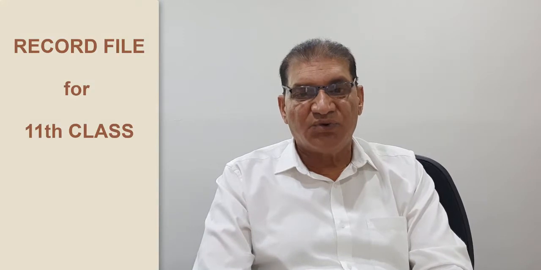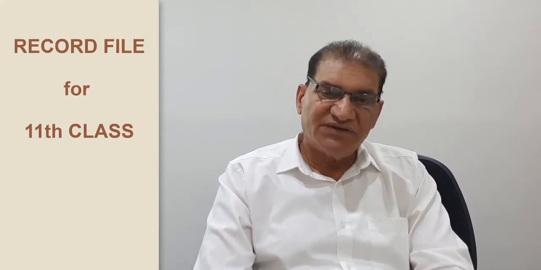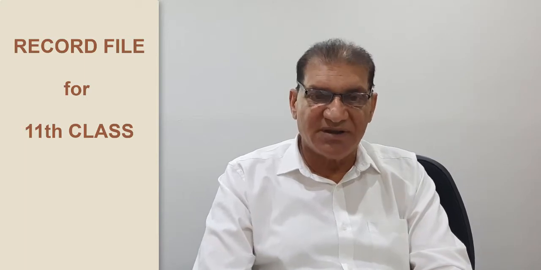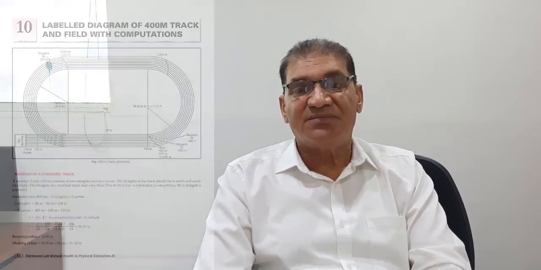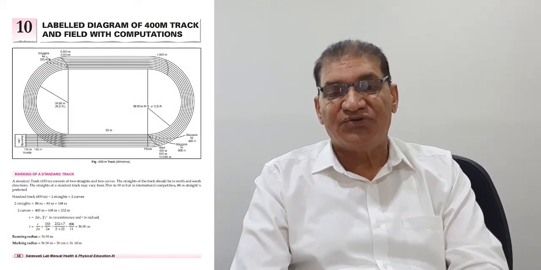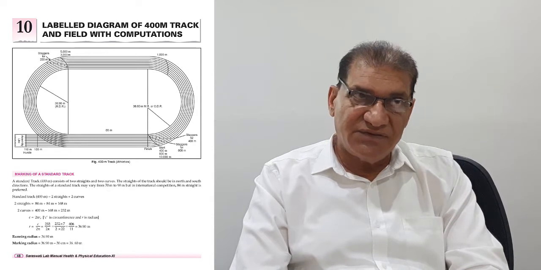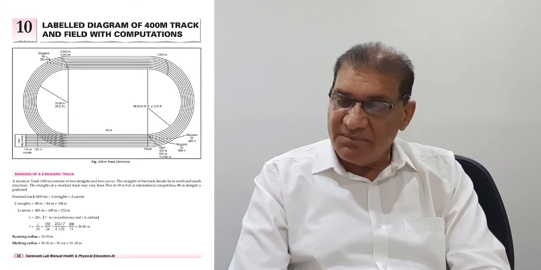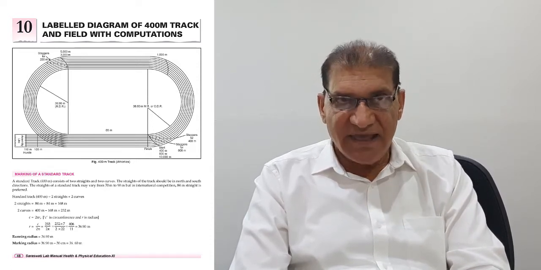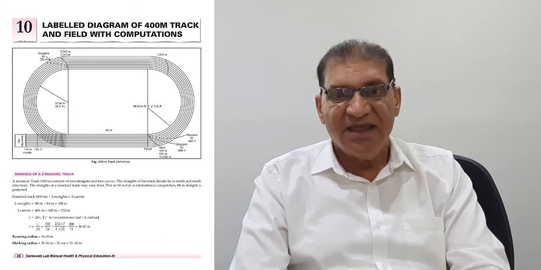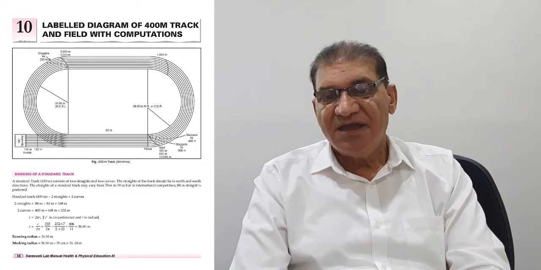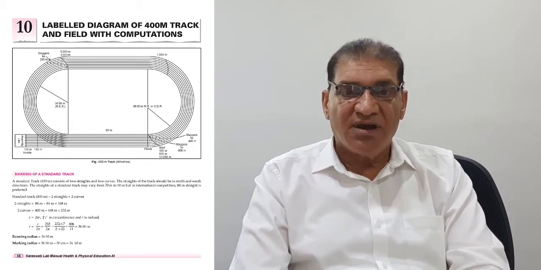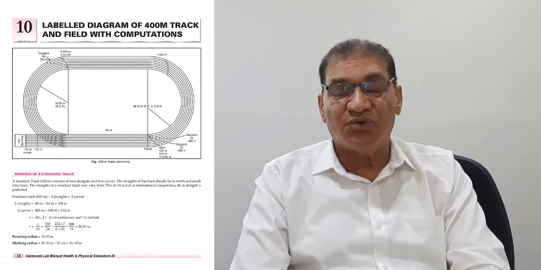Record file for 11th class, that is also essential for each and every student to prepare for examination purpose, practical examination purpose I mean to say. The very first one is a labelled diagram of a 400-meter track and field with detailed computation. Actually, in this 400-meter track, there are some requirements such as length, width of the track and field, and lanes and stagger, etc. It is given in our book in detail how to lay out a 400-meter track.